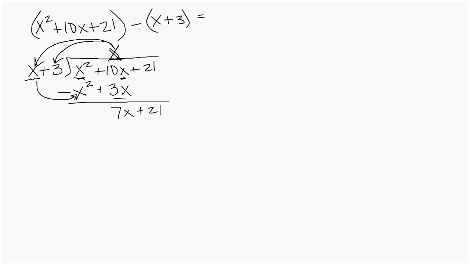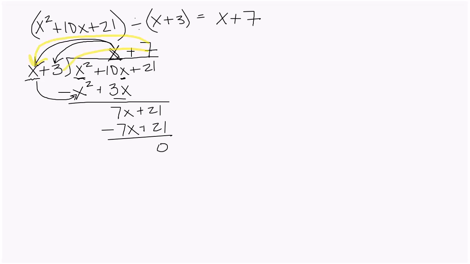I've now moved down to this level here, and I'm going to do the same thing. I'm going to say x goes into 7x how many times? Hopefully you can see that that's 7 times. And then 7 times x is going to give me 7x, and 7 times 3 is going to give me positive 21, and when I subtract that I get 0. So the answer to x squared plus 10x plus 21 divided by x plus 3 is going to be x plus 7. So that's finding out a division answer by using long division.